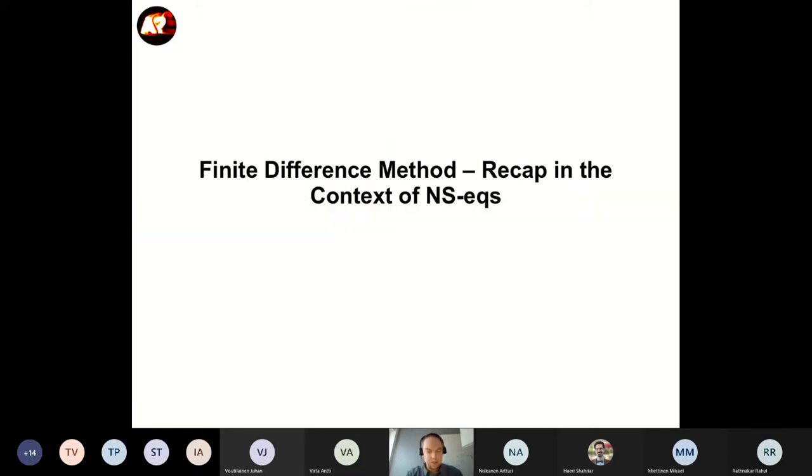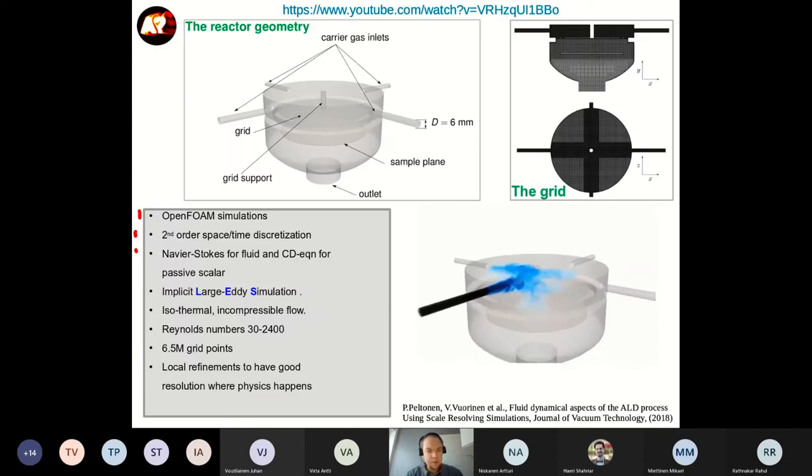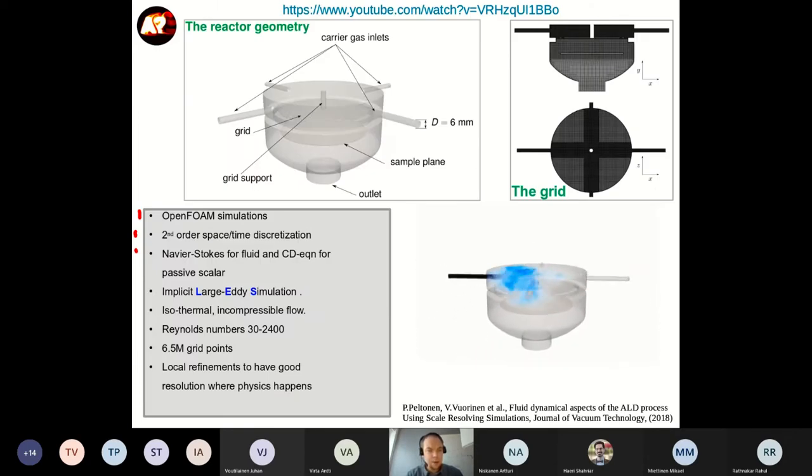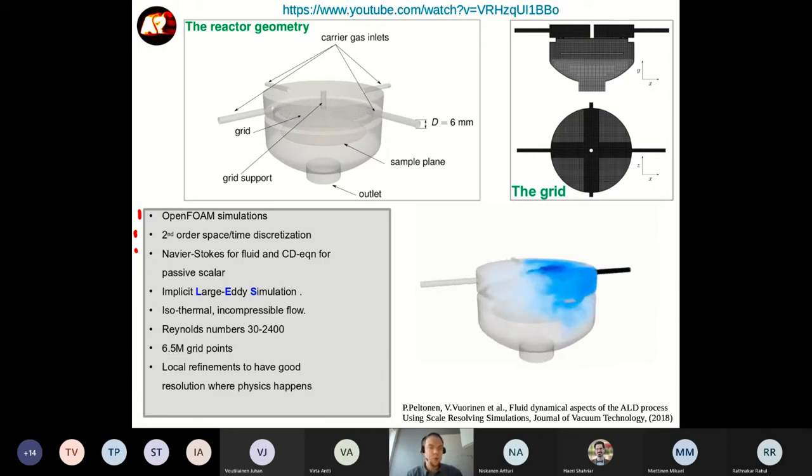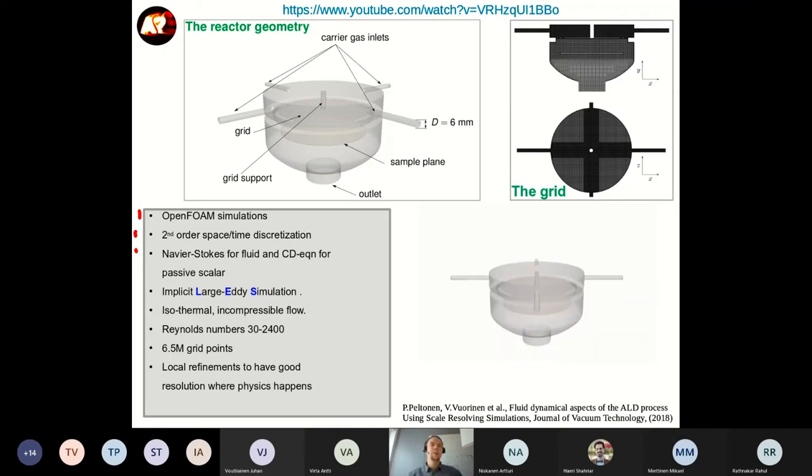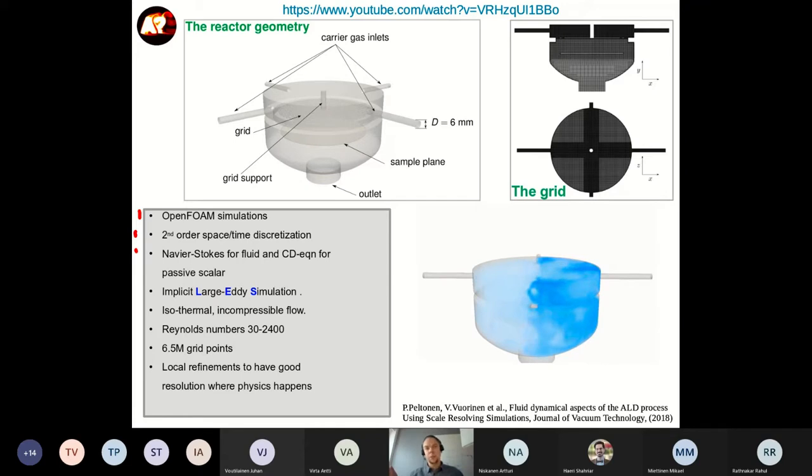Navier-Stokes equations are solved for the fluid and the convection diffusion equation for the passive scalar. So basically this is modeled as incompressible flow because it's low speed airflow, and the passive scalar, the blue color, is actually following the convection diffusion equation.